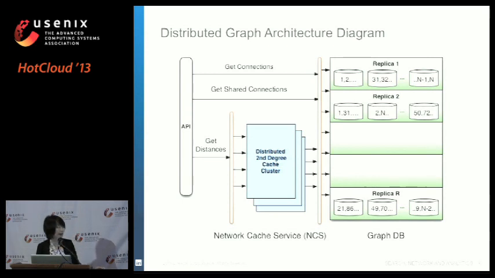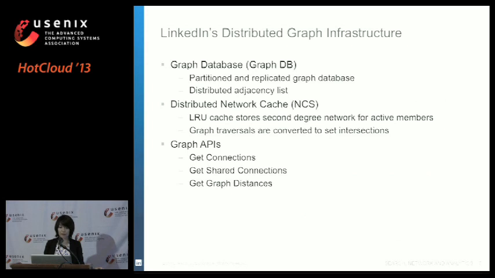At the very front end, we have the API tier. This one is basically responsible for redirecting the connection calls to the GraphDB cluster, or the distance calls to the network cache service because it needs the second degree information. So in summary, for our distributed graph infrastructure, we have three main components. The very back end is the GraphDB layer, which is essentially the partitioned and replicated storage for our system. And then we have the network cache service, and the purpose of this cache is to convert the graph traversal operations into set intersections. And then we have the API layer.